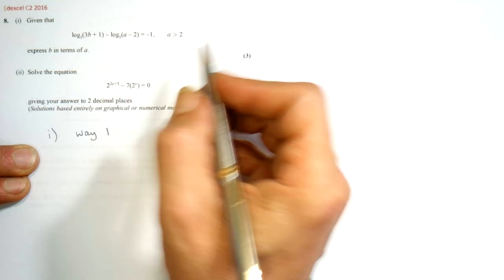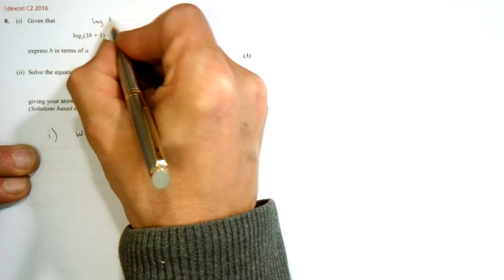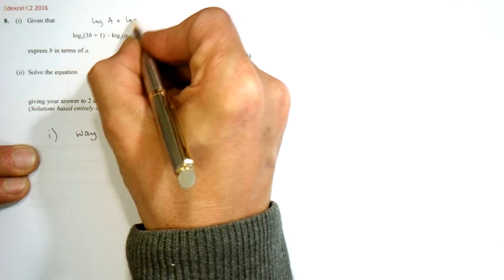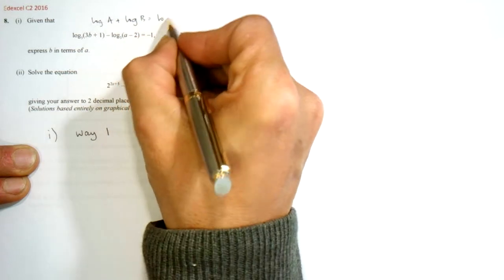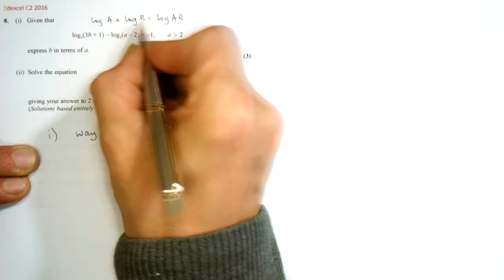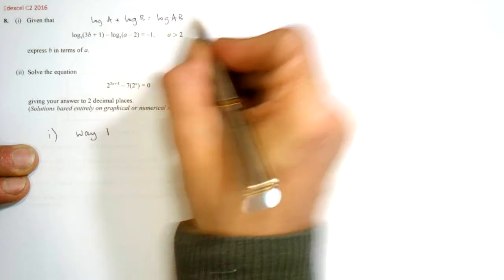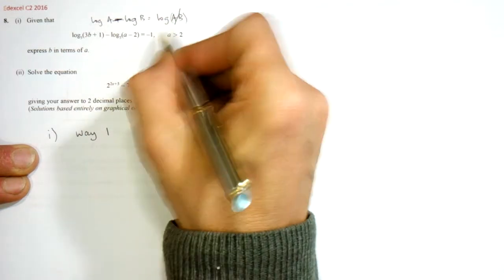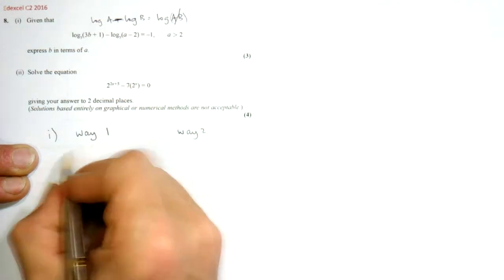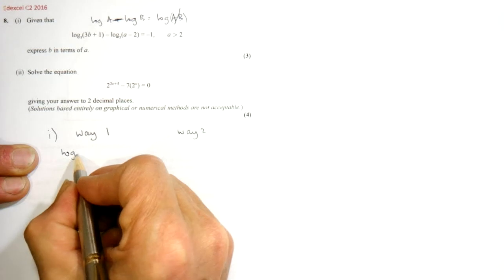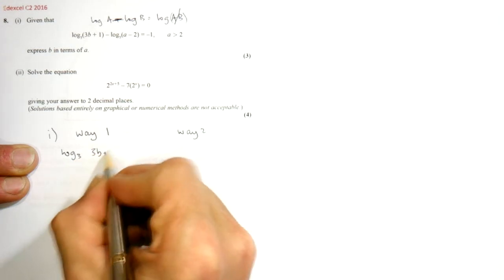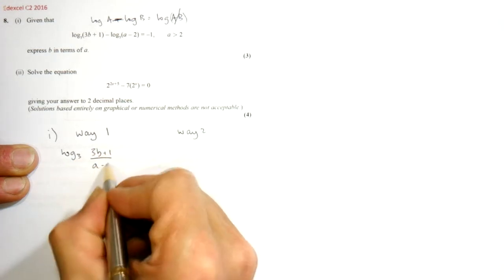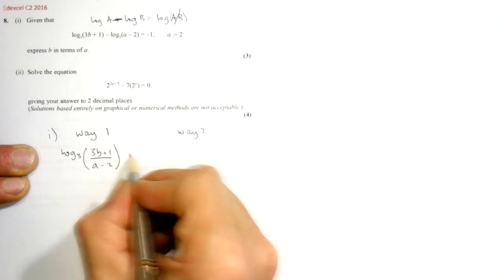So log of something, so we know that log of A plus log of B is equal to log of AB. So what was 2 logs is now 1 log, so we multiply first, but this is a minus. So when we do a minus there, we do A divided by B, we do the division first, and then we log it. So log base 3 of (3b plus 1) divided by (A minus 2) is equal to minus 1.